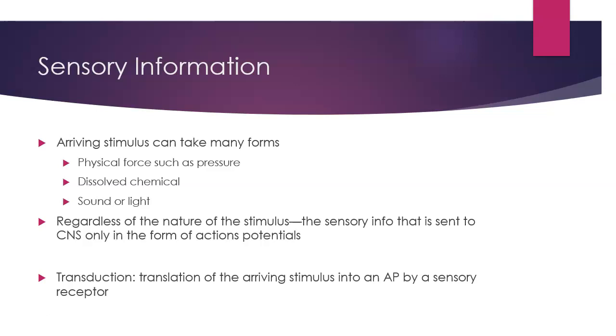Regardless of the nature of the stimulus, the sensory information that's sent to the central nervous system comes in the form of action potentials, right? That incoming information is all coming in from neurons that are all firing action potentials. So when we talk about transduction, that's the translation of the arriving stimulus into an action potential by the sensory receptor.